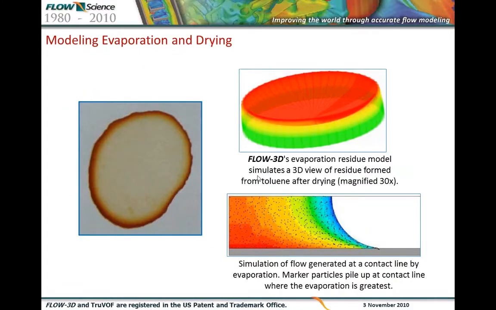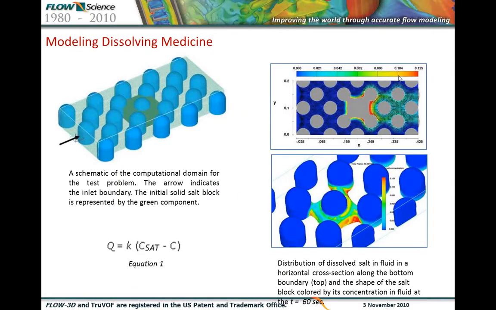Let me just show you what the coffee ring effect looks like. On the left-hand side of your screen, you should see an image of a coffee ring, and on the right-hand side at the bottom, you can see an image from the simulation of the flow generated at the contact line because of evaporation. The marker particles, you can see, pile up at the contact line where the evaporation is greatest.